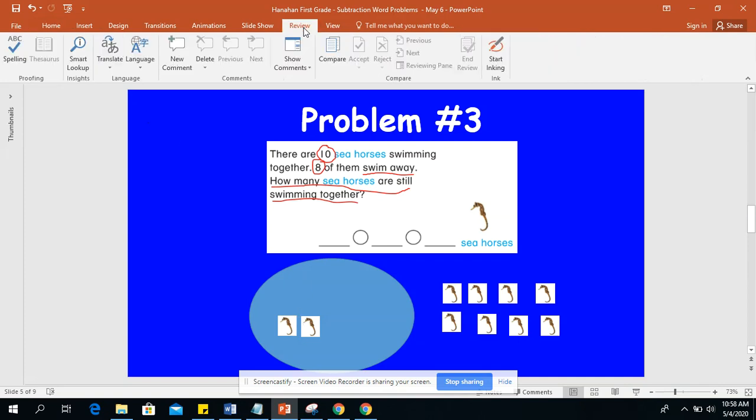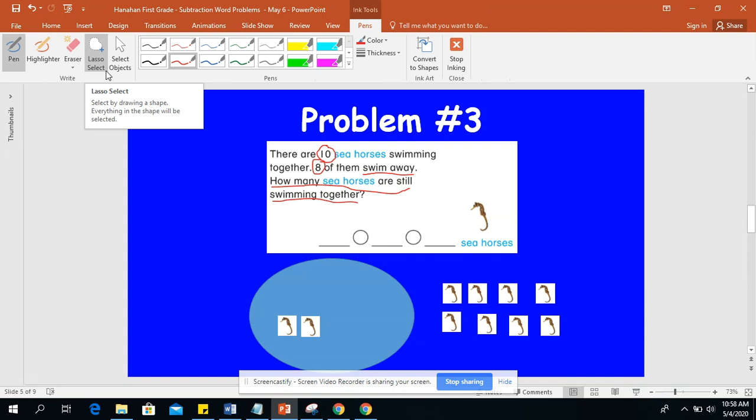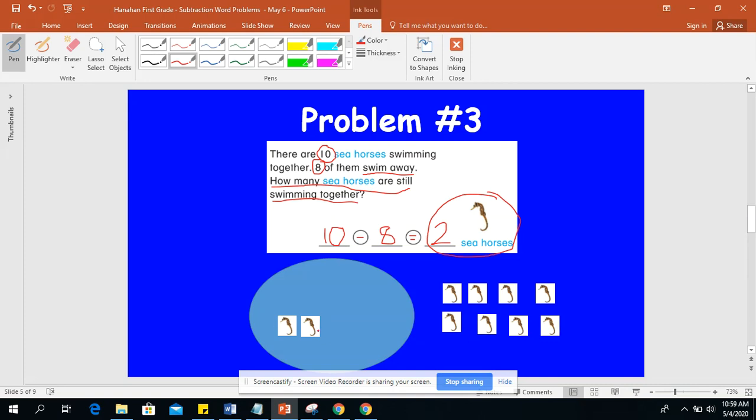So to help us solve this problem, we can use a subtraction number sentence. So we know there were 10 seahorses swimming together in the beginning, and 8 of them went away. If something is going away, you're subtracting. You're taking away. So 10 take away 8 equals 2. The answer is 2 seahorses. There are 2 seahorses still together.